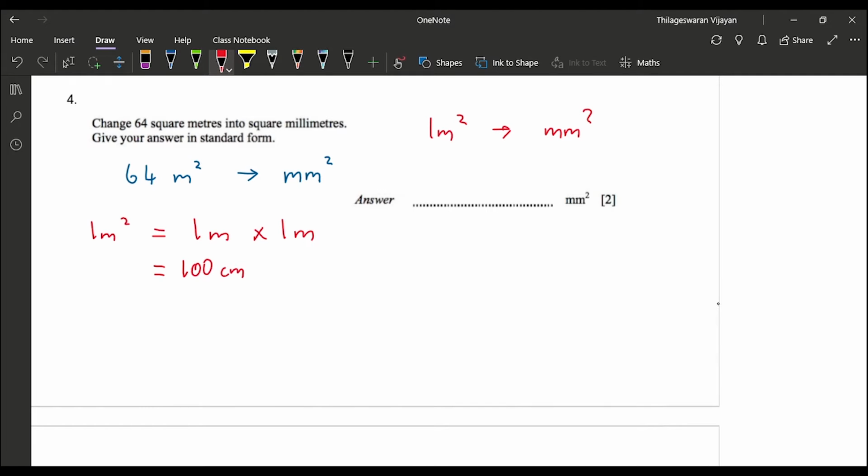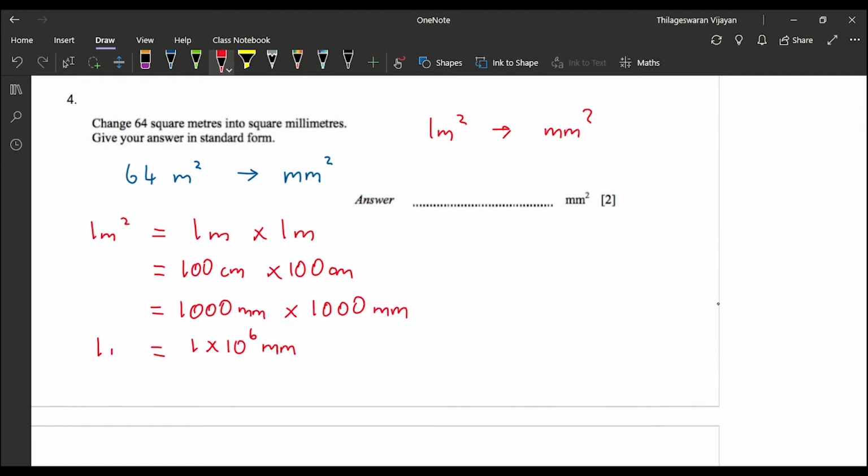So 100 centimeter times 100 centimeter. So I just converted meter to centimeter, and finally convert it to millimeter. So that's add another 0 on each side. So add another 0. Now in other words, how many zeros are there? You have a total of 6 zeros, which means this becomes 1 times 10 to the power of 6 millimeters.